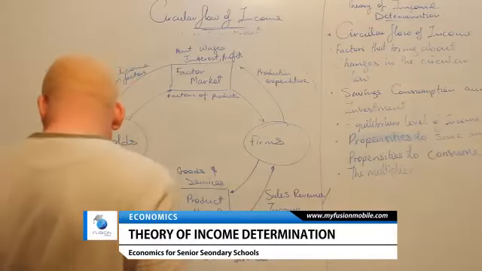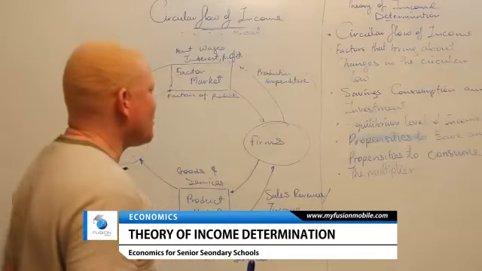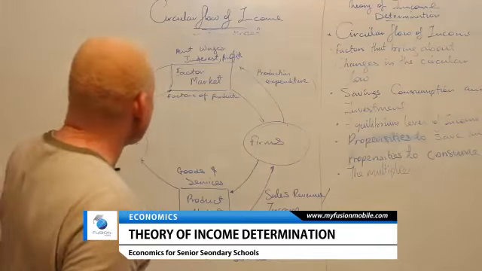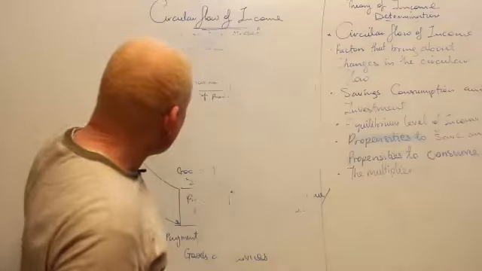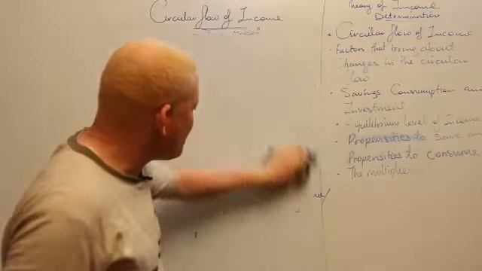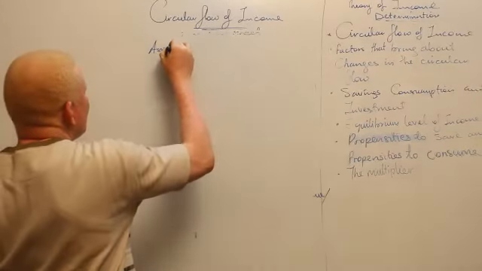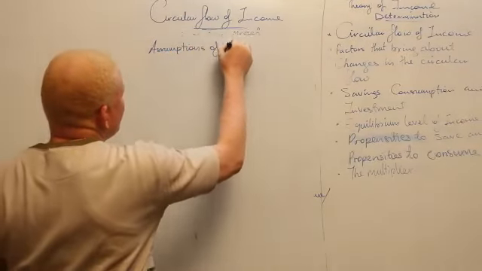Now the basic circular flow of income is based on certain assumptions. The basic two-sector model, like we have it, is based on certain assumptions. Number one, assumptions of the circular flow.